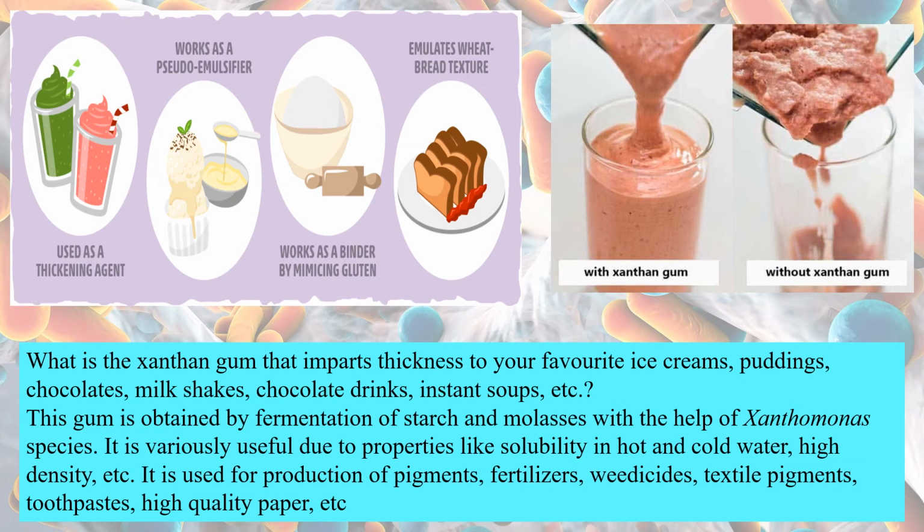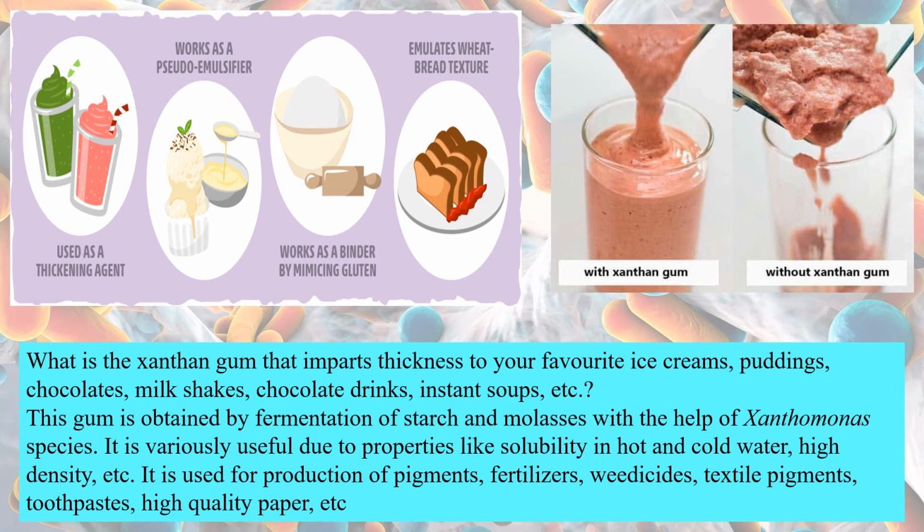Now this xanthan gum imparts thickness to your favorite ice creams and the milkshakes, the puddings that you get. Okay, soups that you have in the house. The instant soup, the thickness that it has, where does it come from? Xanthan gum is present in it. Now that gum is not like our normal chewing gum. This gum is obtained by fermentation of starch and molasses with the help of Xanthomonas species.